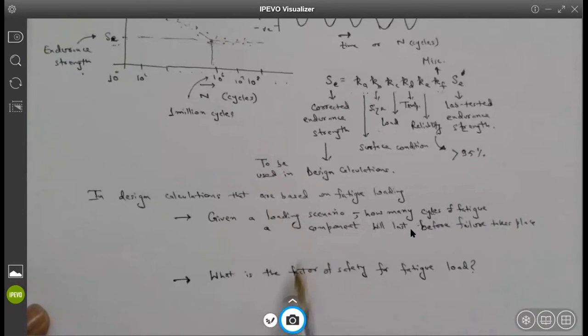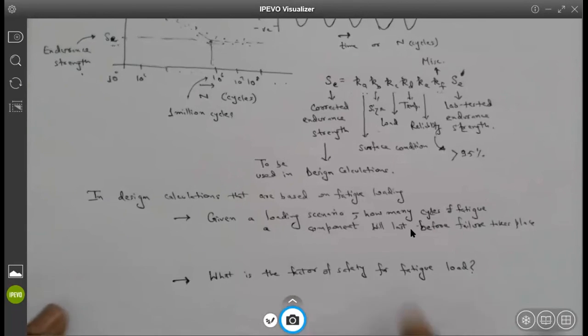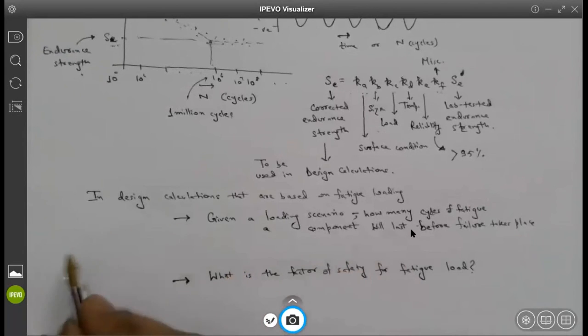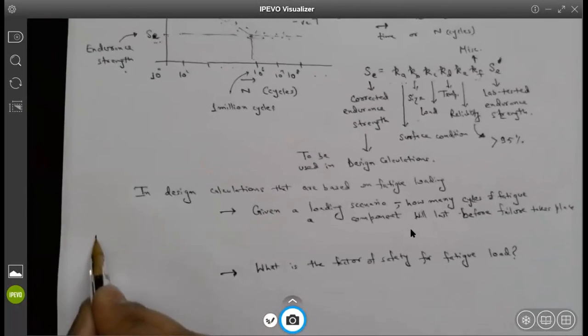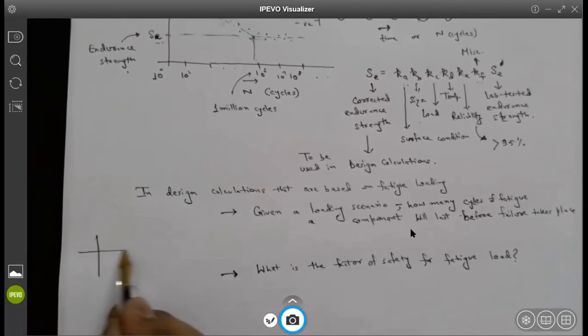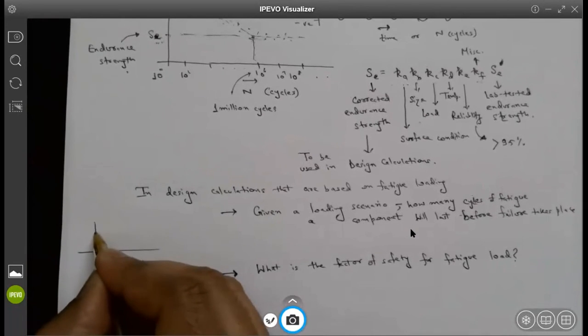So we will actually see how we can answer these two questions for a given loading situation or given case study that we will take in a short while from now. Before we answer the first question, we need to understand a bit of the terminologies about the fatigue cycles.